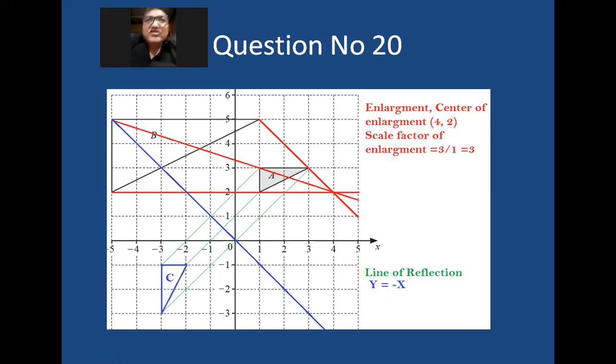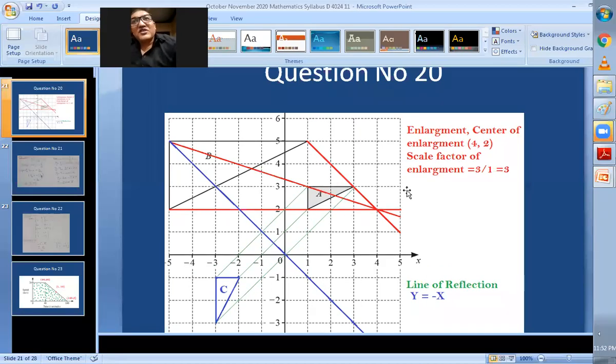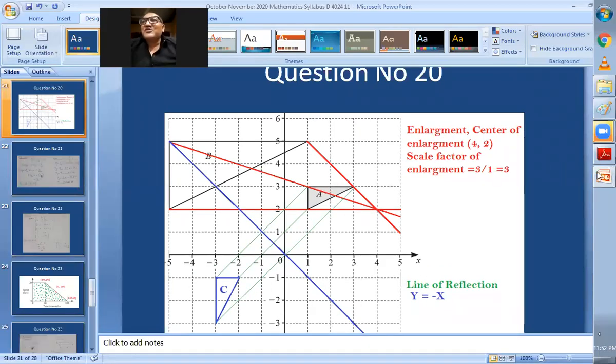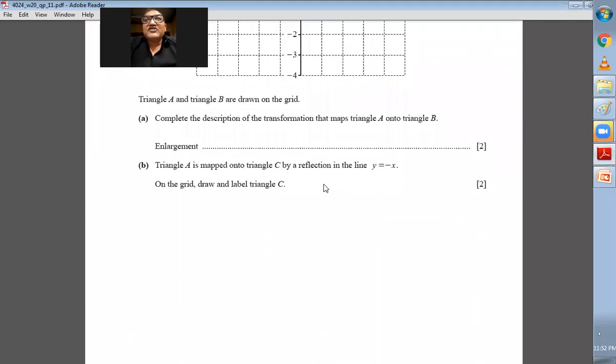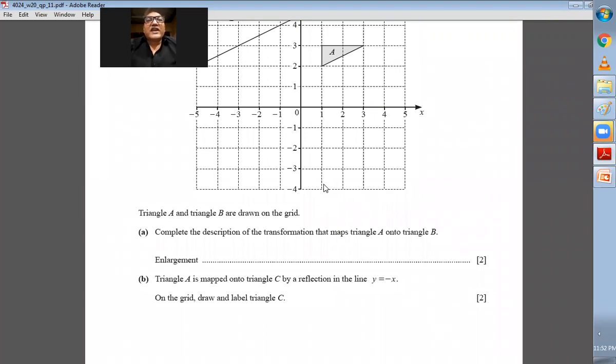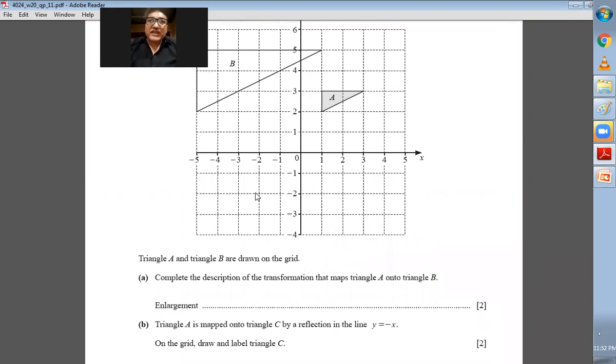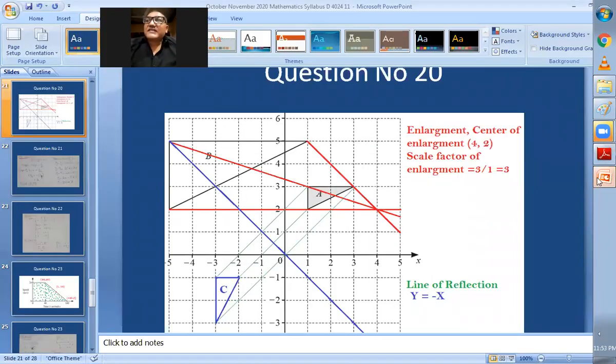I hope that you have understood, because I've already worked on this diagram, so it may look a little bit confusing, but I have used the red color for solving part A. In part B, which is also a 2-mark question, it says triangle A is mapped onto triangle C by a reflection in the line y equals minus x. On the grid, draw and label the triangle. Let me show you my work.